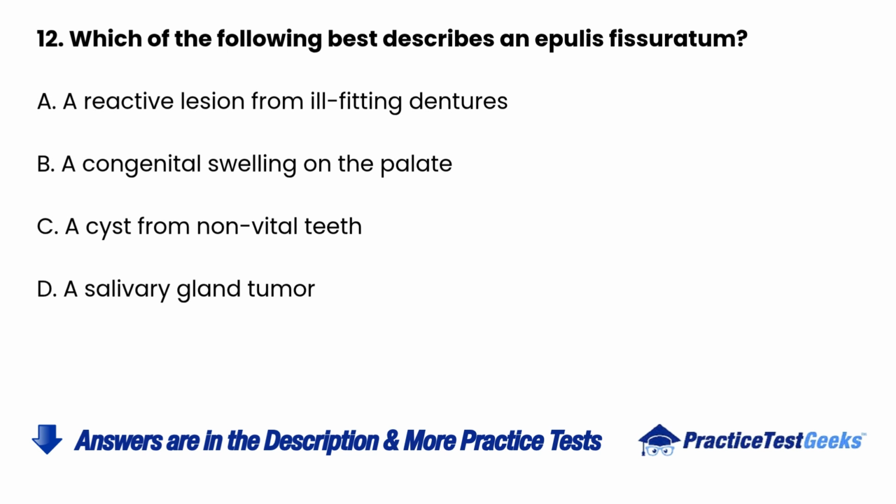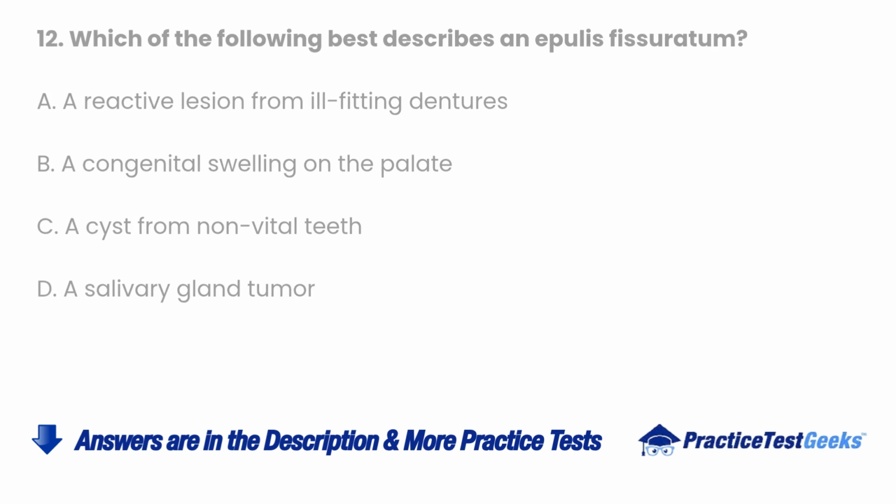12. Which of the following best describes an epulis fissuratum? A. A reactive lesion from ill-fitting dentures. B. A congenital swelling on the palate. C. A cyst from non-vital teeth. D. A salivary gland tumor.